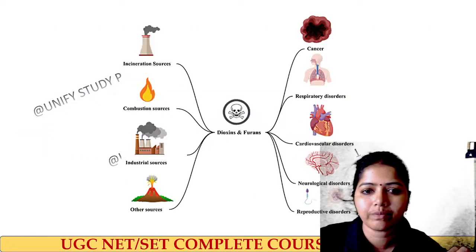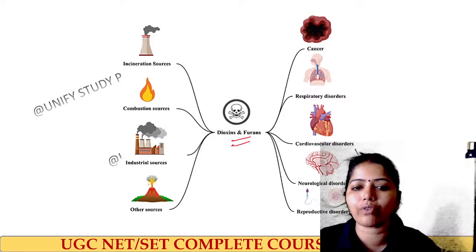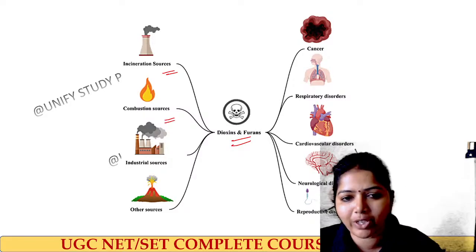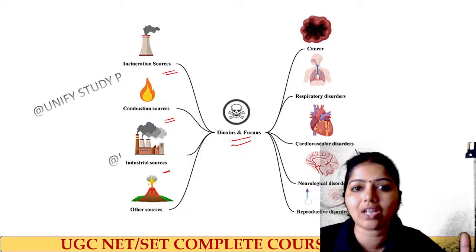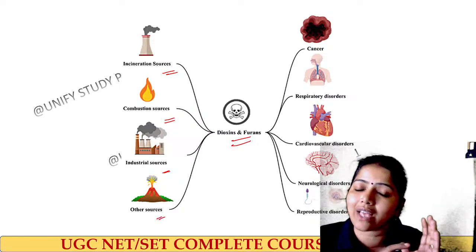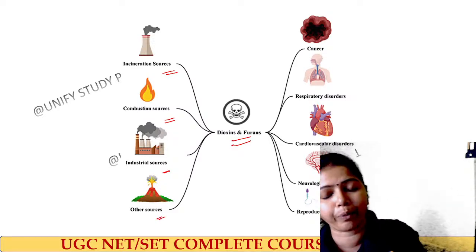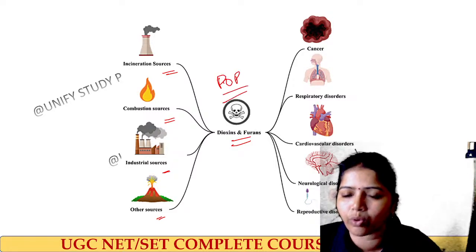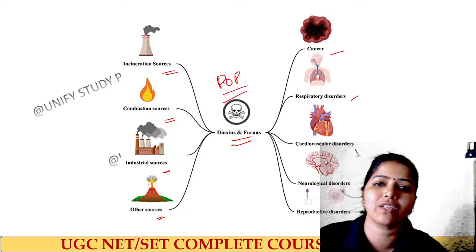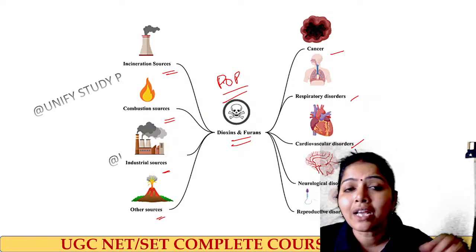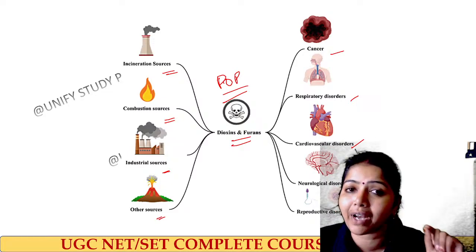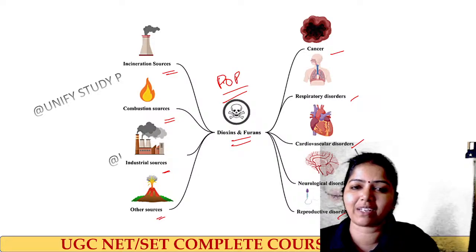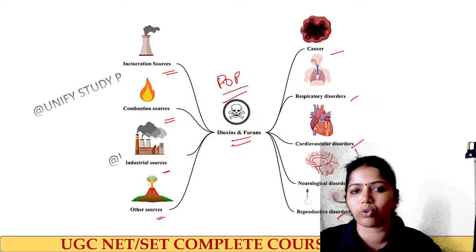Do this one. These are the dioxin and furans sources: by means of incineration sources, by means of combustion sources, by means of industrial sources, and by means of other sources. The problems because of these dioxins and furans, which are persistent organic pollutants, are cancer, respiratory disorders, cardiovascular disorders, neurological disorders, and reproductive disorders. These are the very important things which have been affected because of these dioxins and furans.